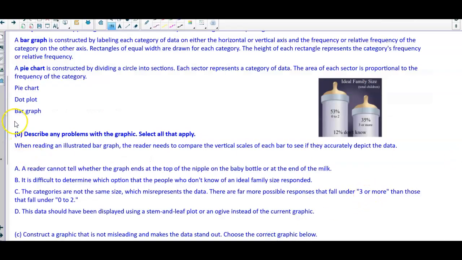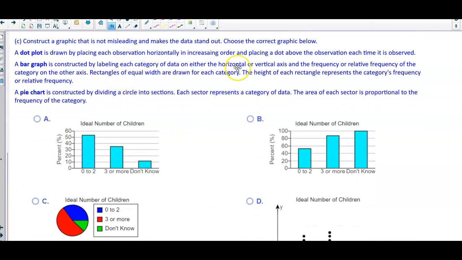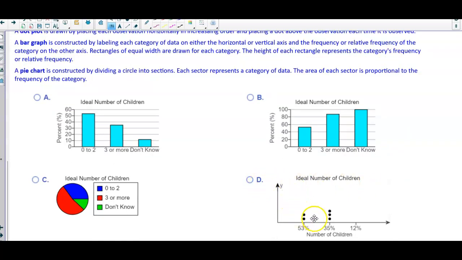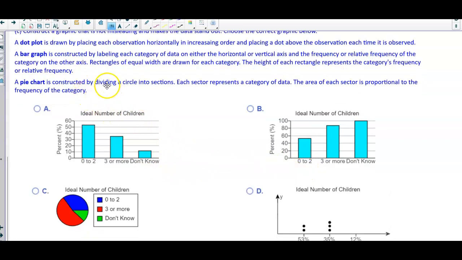Okay, so let's go ahead and go through that. Now again, a dot plot is drawn by placing each observation horizontally in increasing order and placing a dot above the observation each time it is observed. If we look at D, it's not really giving us a good indication of what our graph should represent, so we're going to eliminate D. A bar graph is constructed by labeling each category of data on either the horizontal or vertical axis and the frequency or relative frequency of the category on the other axis. So it looks like we might want to go that route. A pie chart is constructed by dividing a circle into sections. So I would eliminate C.